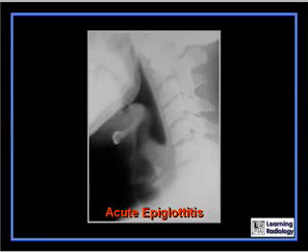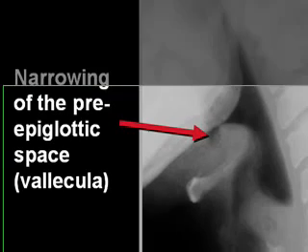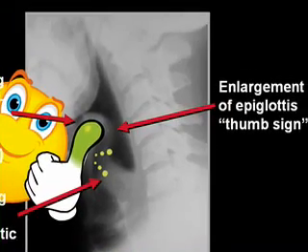So this is an example of acute epiglottitis, and we can see that there is narrowing of the preepiglottic space, the vallecula. There is thickening of the aryepiglottic folds, and there is enlargement of the epiglottis called the thumb sign.